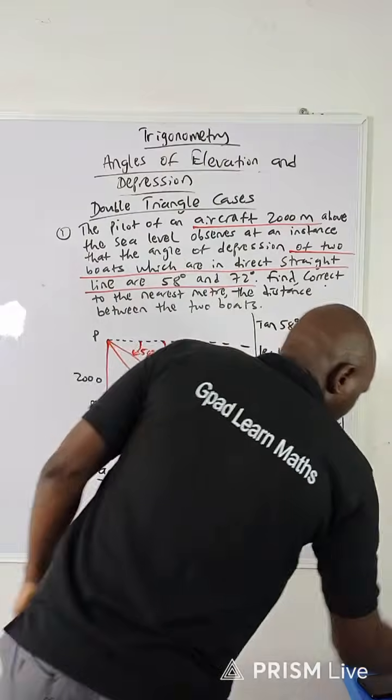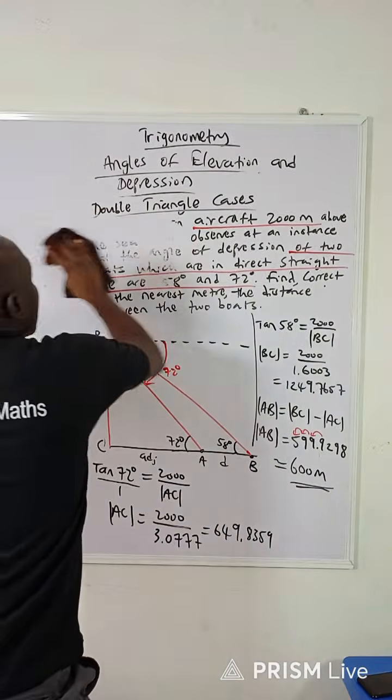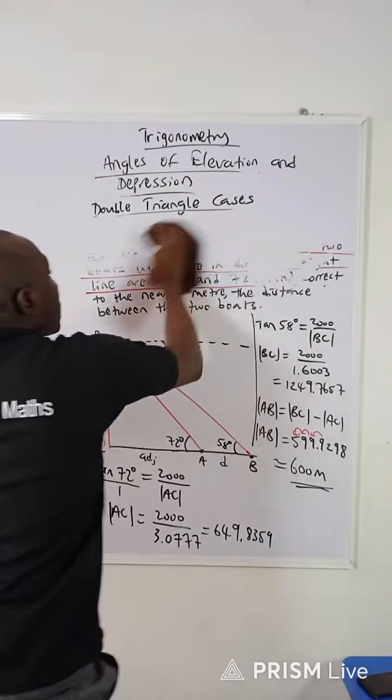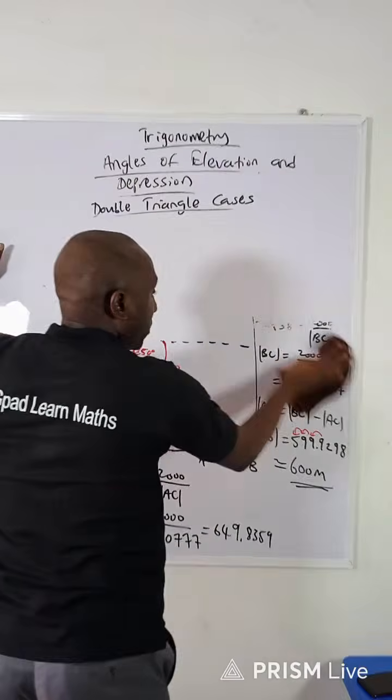All right, good to know. So let me take this off and we go to another question. Still on the double triangle case. So we are almost done with angles of elevation and depression.